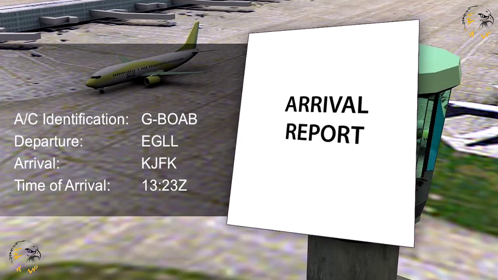In most cases, and certainly at controlled aerodromes, the Air Traffic Service Unit at the destination aerodrome will carry out the task of completing and filing the arrival report. This is the end of the lesson on flight plans. Hopefully, you will now understand some of the more procedural elements of a flight plan and how they can assist in air traffic management.